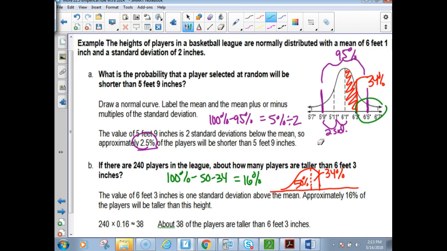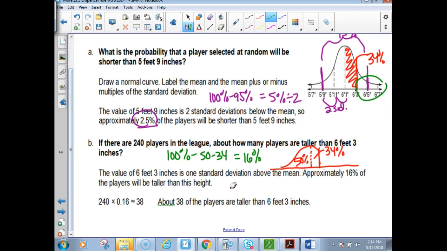With me? Like how I got the 16%? I had to take the 50%, add the 34 to it, and now I've got my 16% of the players who would be taller than 6'3". Now, the last step here is to take 240 times 0.16, and that's going to give you the 38. Okay, so I want to explain to you how we're getting these answers.